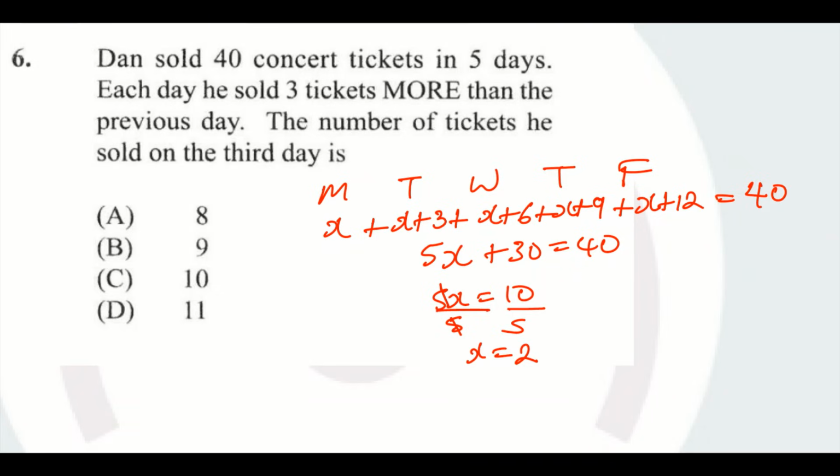Now the question asks for the 3rd day. So the 3rd day is represented by Wednesday, which is X plus 6. But the day of the week is not important because it could be any 5 days in the week, in any order. So we have X plus 6, and our X is equal to 2. That's 2 plus 6, which gives us 8. So he sold 8 tickets on the 3rd day.